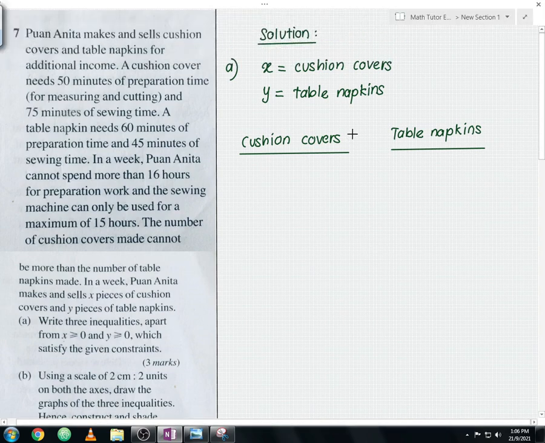So let me make a line over here so that we can do the comparison easily. Okay, so for the cushion covers, it needs 50 minutes of preparation time and 75 minutes of sewing time. So let me write the information over here. So 50 minutes for preparation, so let me just write here prep, and then 75 minutes for sewing.